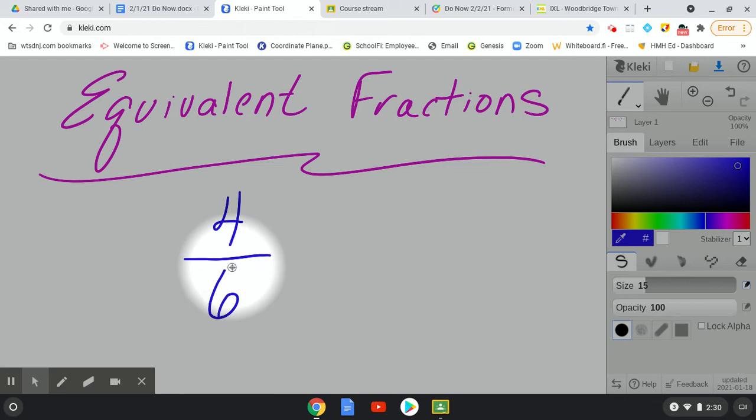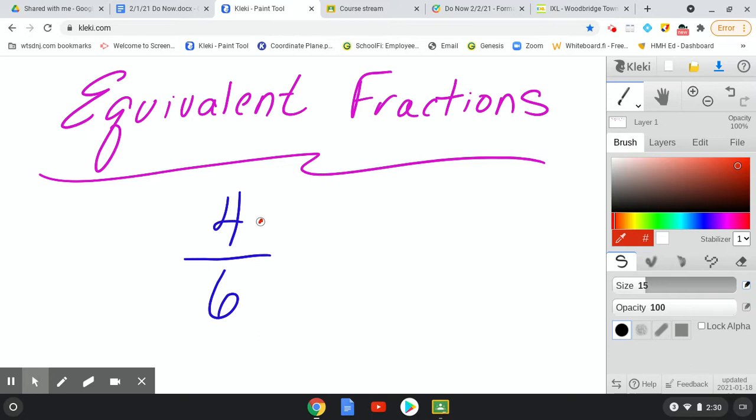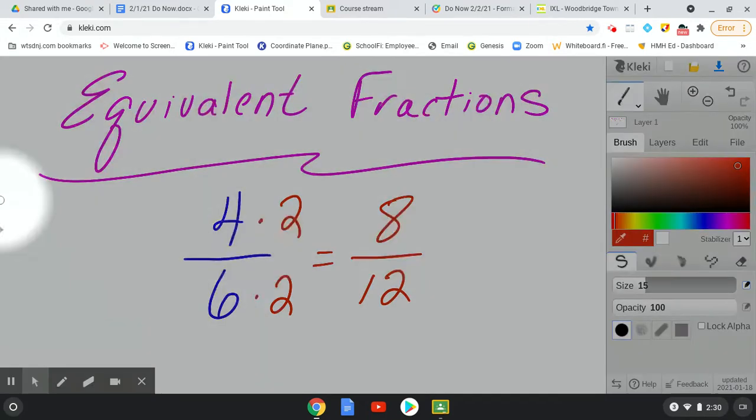So if I had 4/6, the easiest operation to do is using multiplication. I always use easy numbers. Make your life easier. Multiply by 2. So if I multiply the numerator by 2, I have to multiply the denominator by 2. Okay, so 4 times 2 gives me 8, and 6 times 2 gives me 12. So then that means 4/6 is equivalent to 8/12.